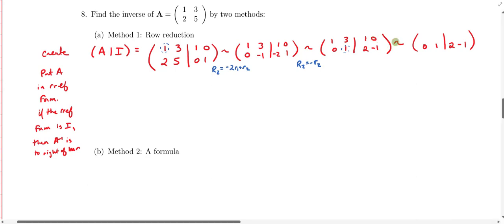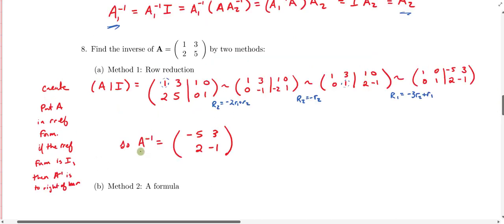So in this case, copying row 2, which is 0, 1, 2, negative 1, I'm going to say that my new row 1 is equal to negative 3 row 2 added to old row 1. And if I do that, then I get 1, 0, which is what I was hoping to get. This would be negative 6 added to 1, which is negative 5. And this would be positive 3 added to 0, which is 3. And so A inverse is the matrix negative 5, 3, 2, negative 1.